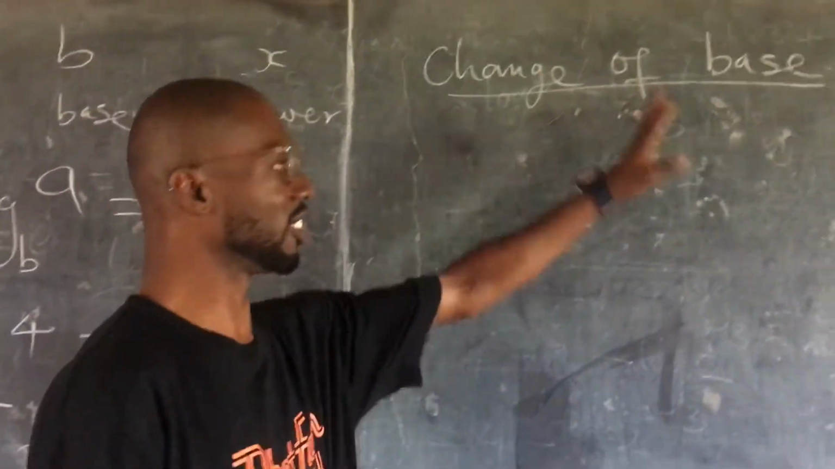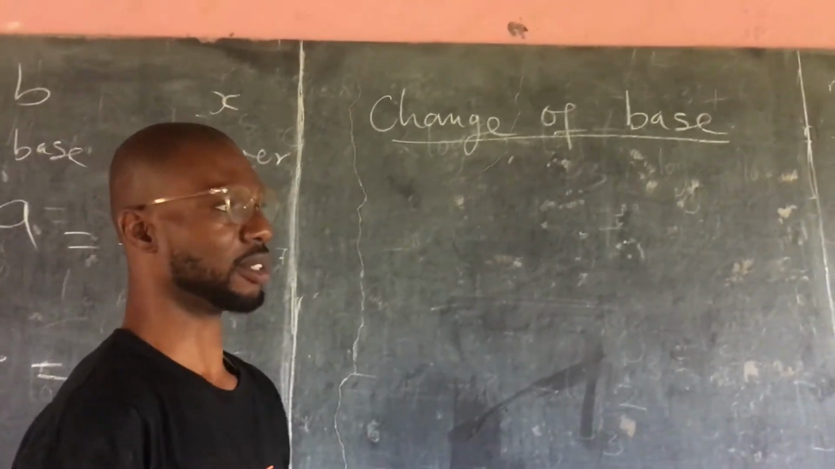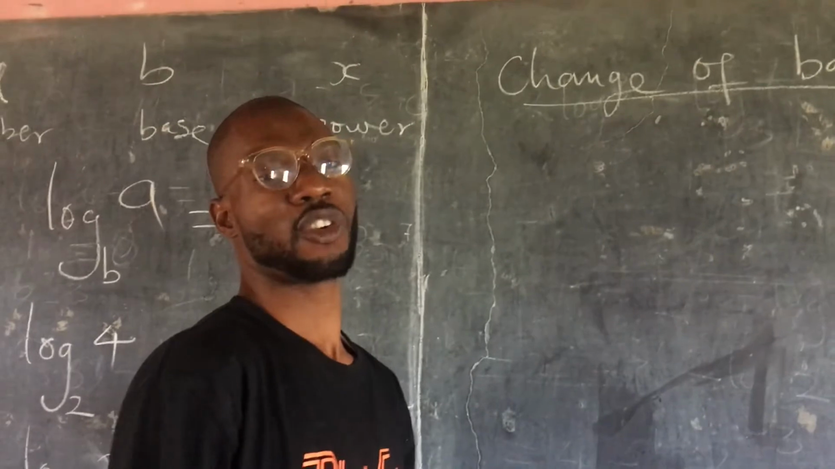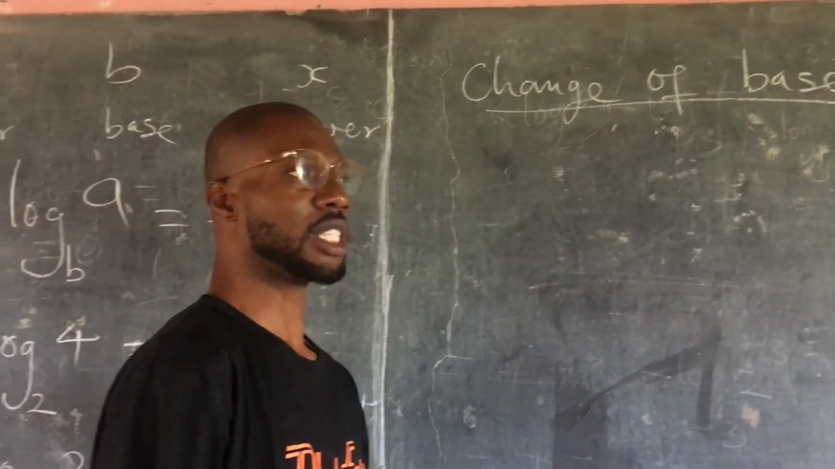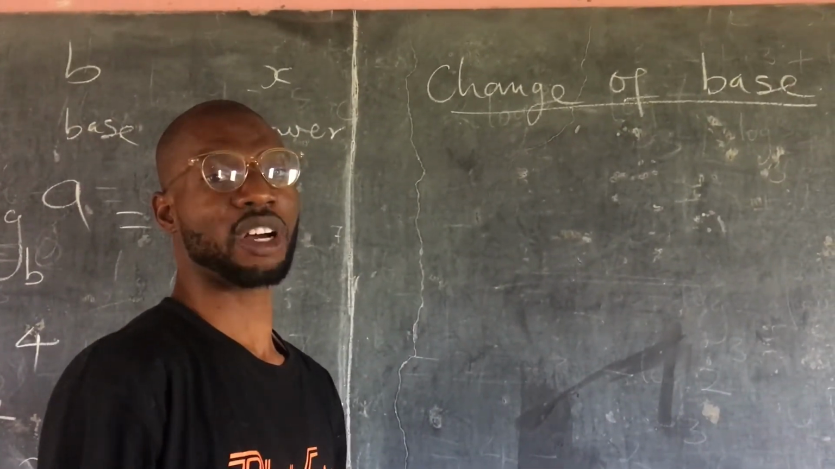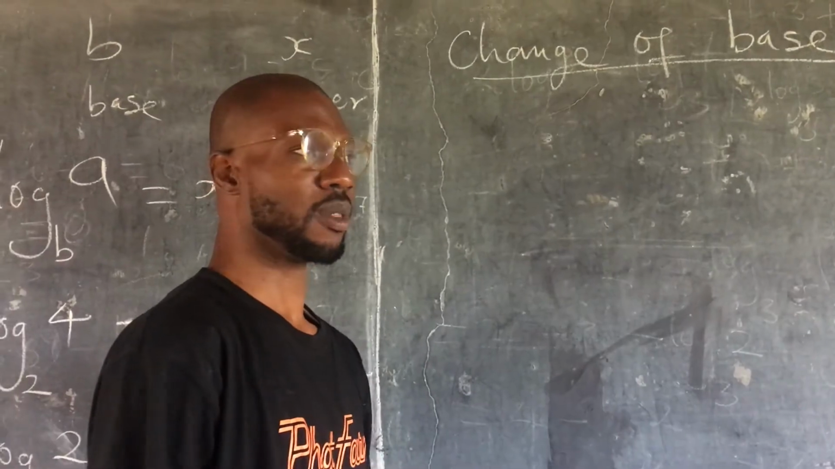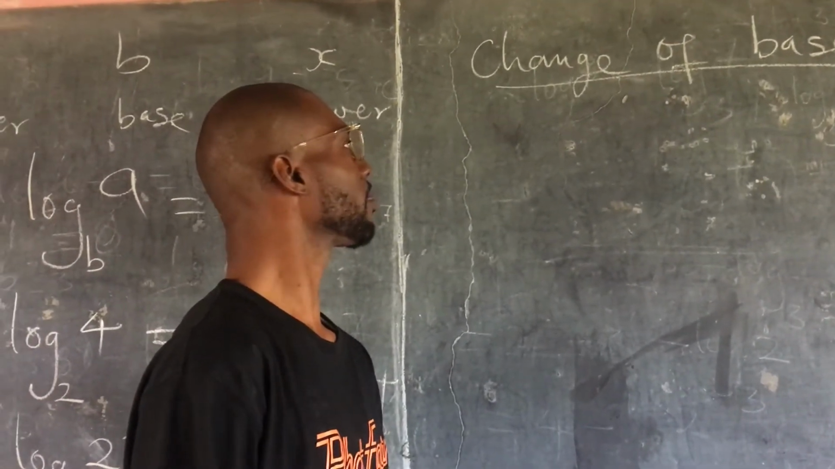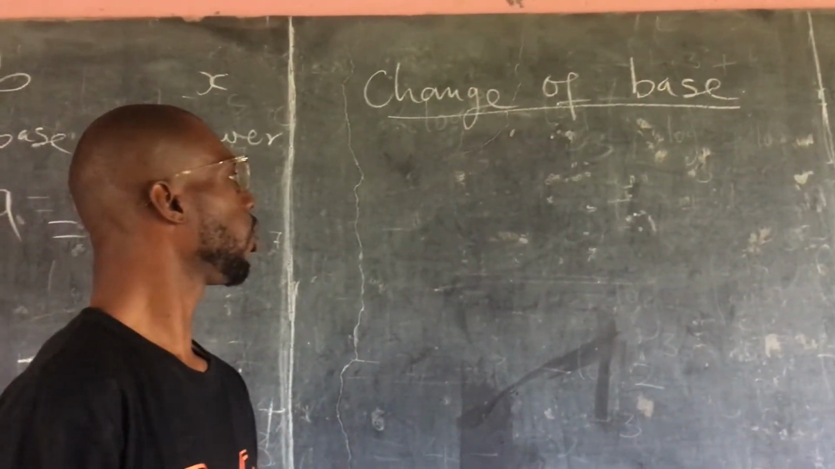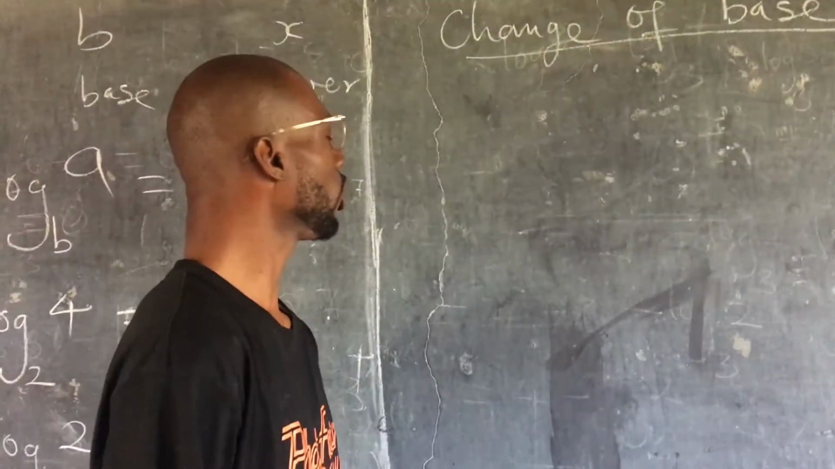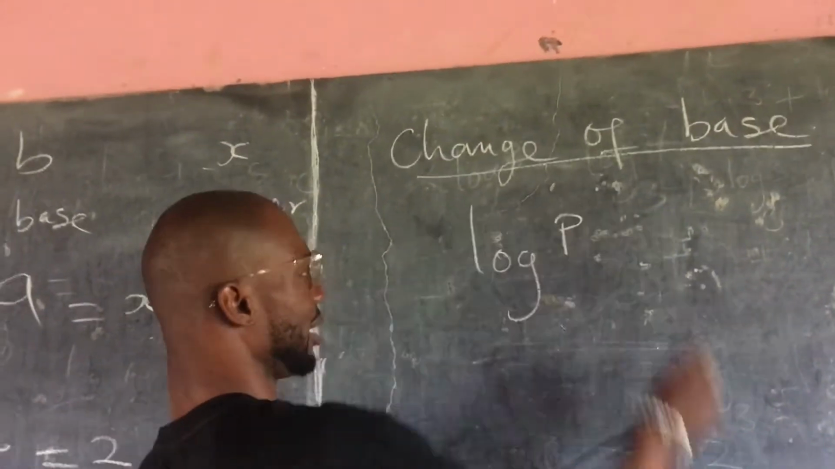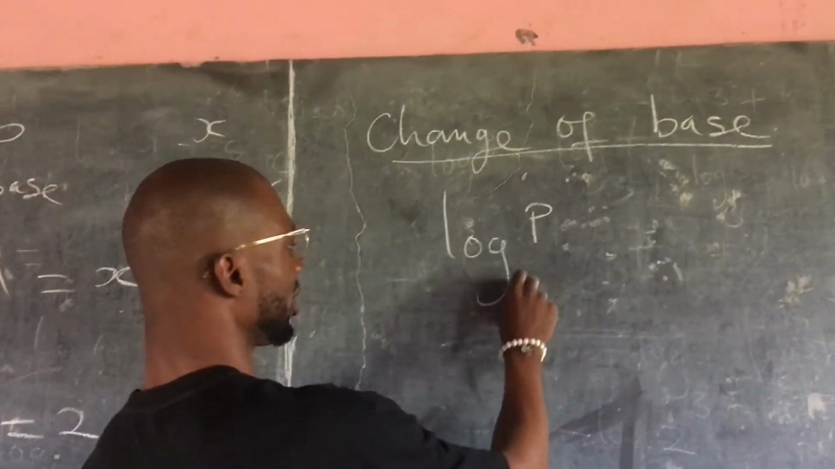Now we want to change the base of logarithms. Before, we took the laws of logarithms. Those are not proven because you don't need to prove them, but if you need the proof, let me know and I will show you how they are proved. But for change of base, we'll just reason it out. So I have log of p to base b.